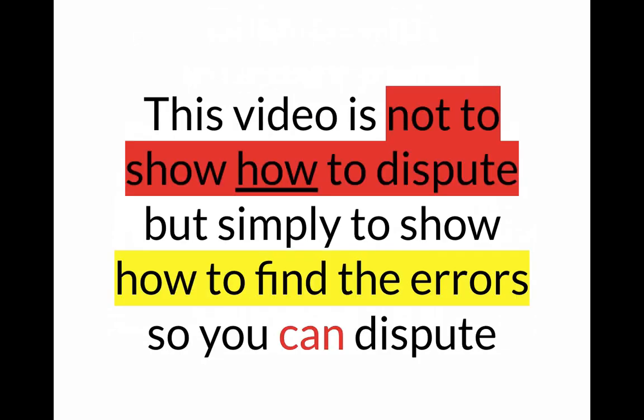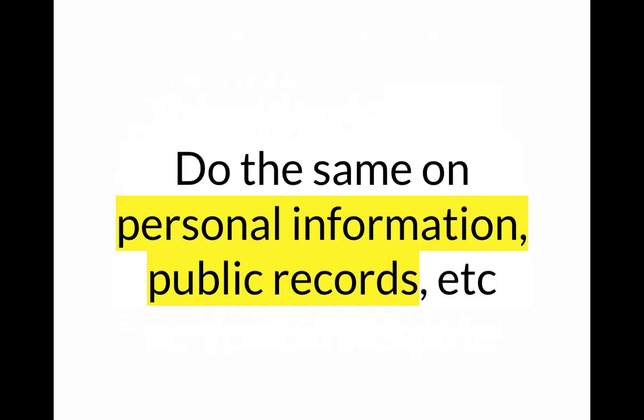So let me just remind you, this video is not to show how you dispute it. In other words, the next slide is not, here's your dispute letter. But it's simply to say, let's focus on how we find the errors so that we can then dispute. So you do the same thing that you did on the accounts. You do that for personal information, public records. In other words, the whole report. You go through, is it accurate, true or false? Is it complete? If it's inaccurate or incomplete, then you flag that as something I can dispute.